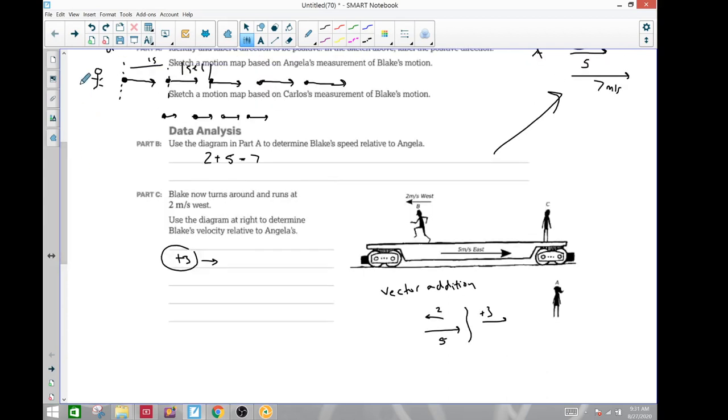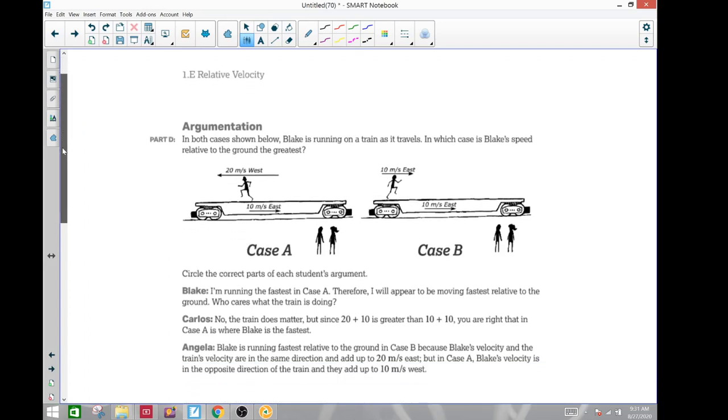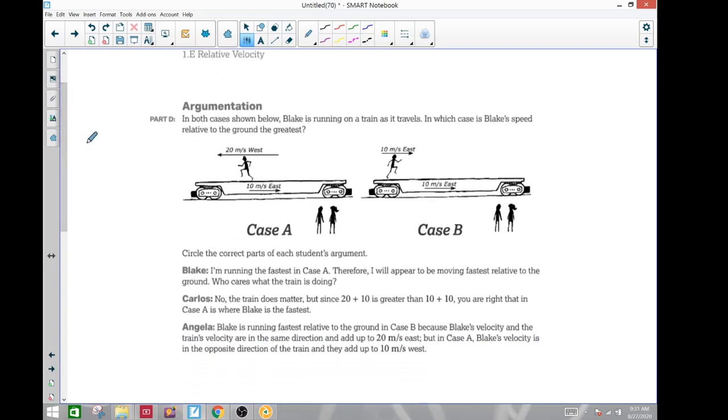All right. Not too bad. And then we're going to the next guy here. So they changed up a little bit. Change the speed of the train. Change how he's moving. And they got an extra observer here, apparently. But Blake's still running. And it says, in both cases, Blake is running on the train as it travels. In which case is Blake's speed relative to the ground the greatest? So relative to the ground here.